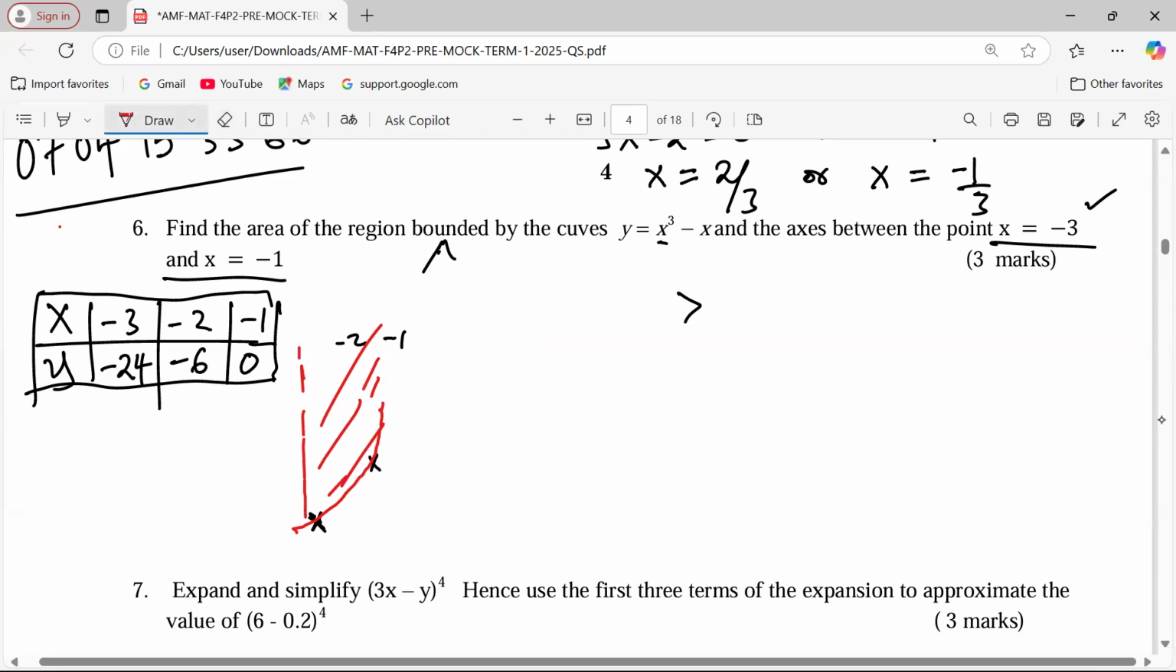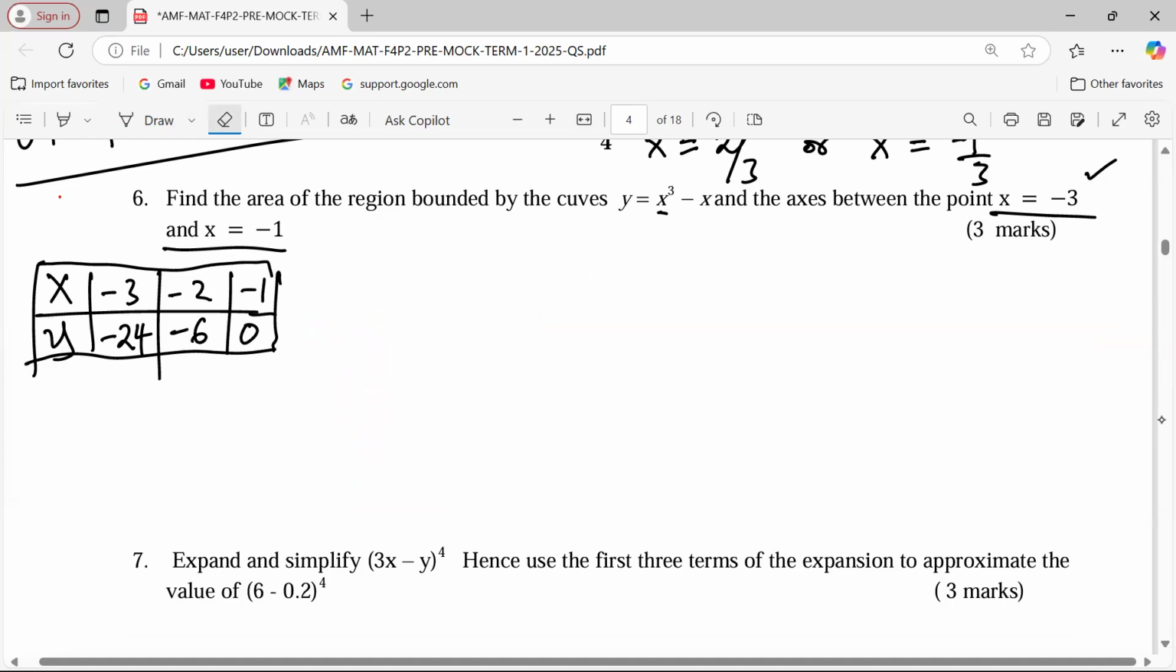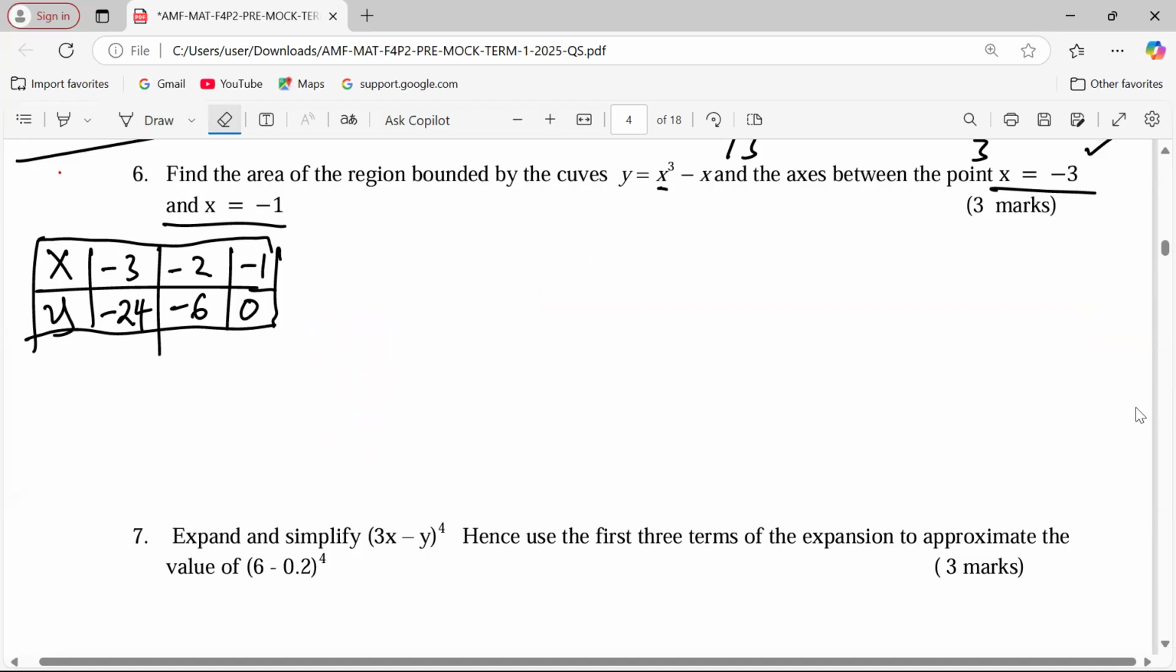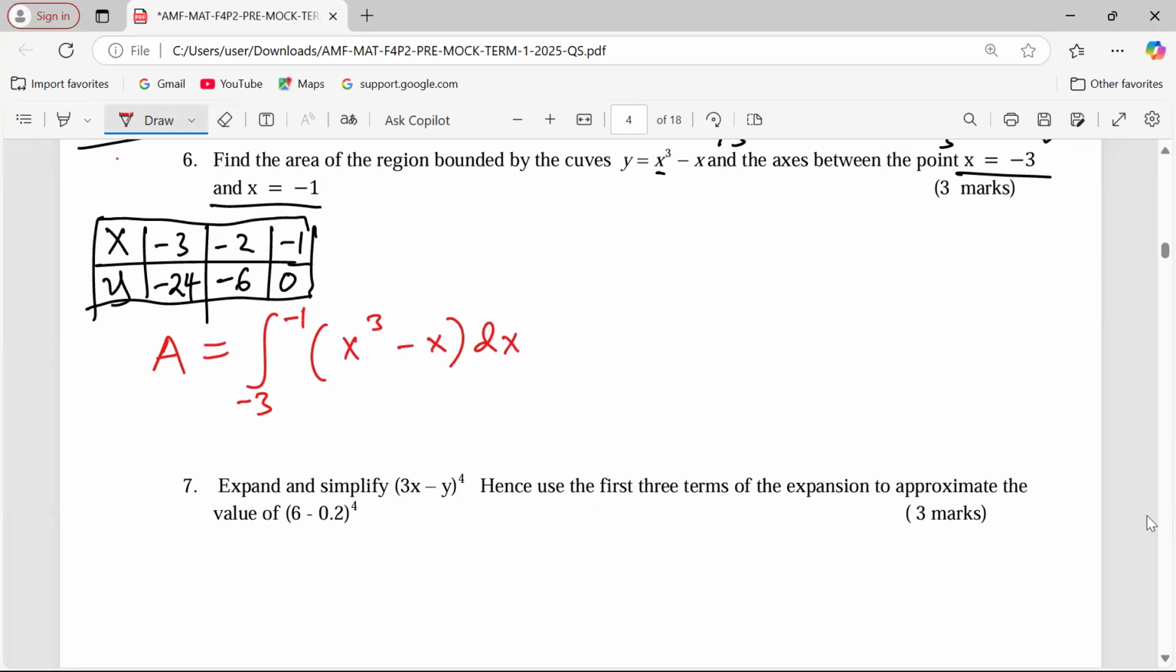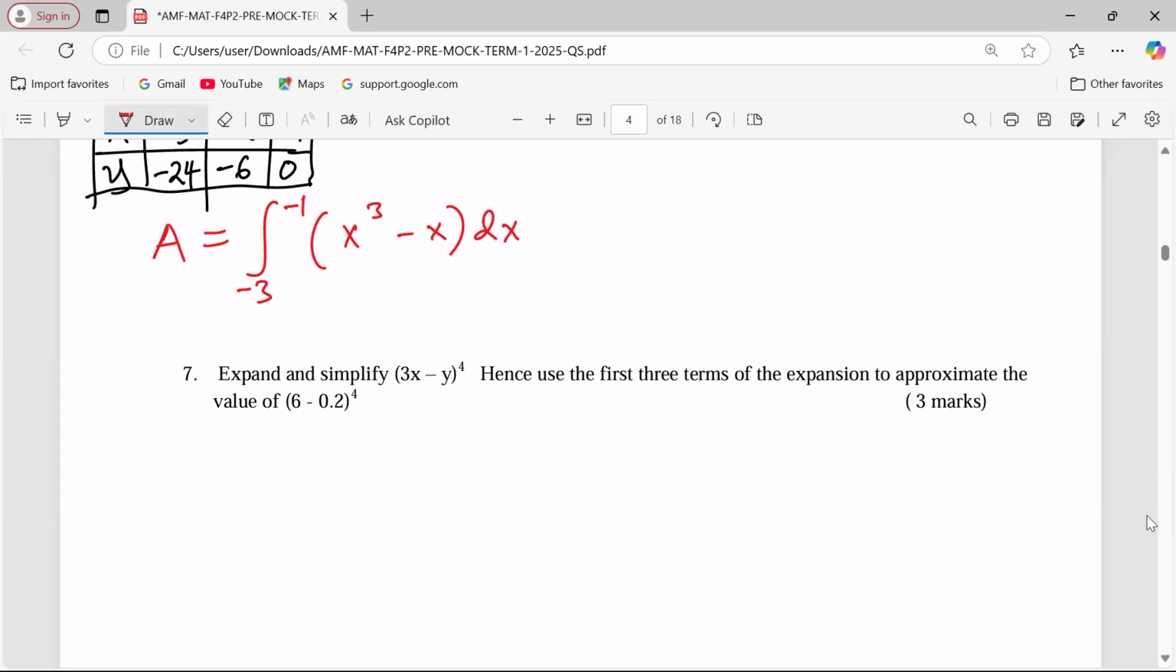From -3 to -1. So I just wanted to see the behavior of the curve within the provided limits of x, and we have examined and found that the area is on the same side of the x-axis. Therefore, now I have confidence that we are going to find the area by integrating from -3 to -1 the function x power 3 minus x with respect to x. Yeah, so that is how we are going to do it.